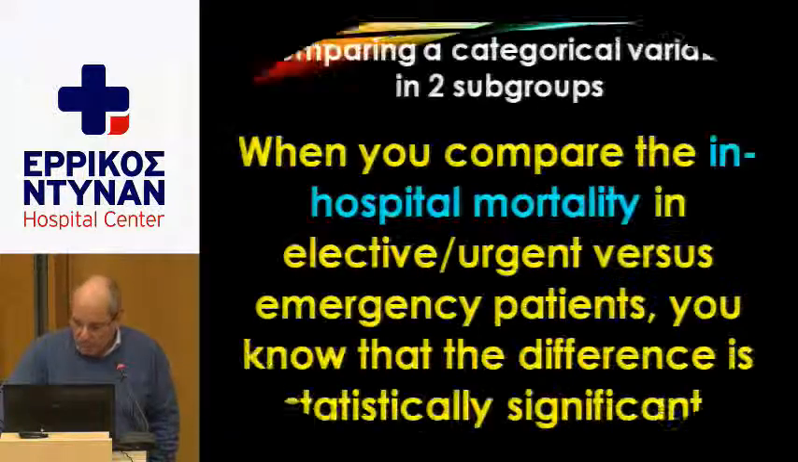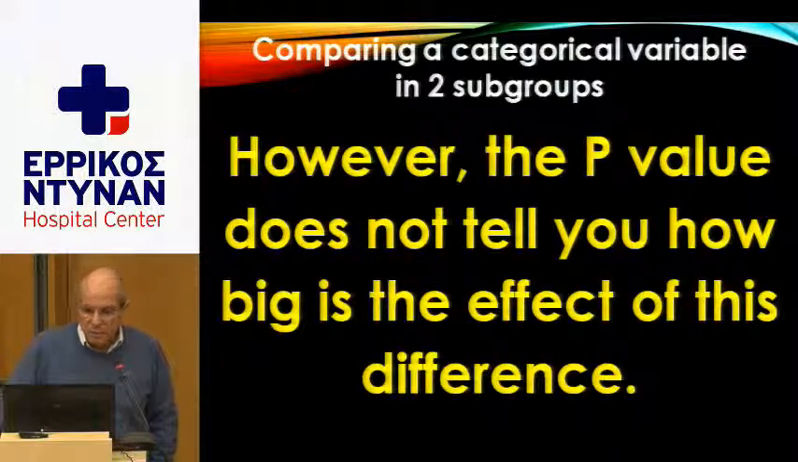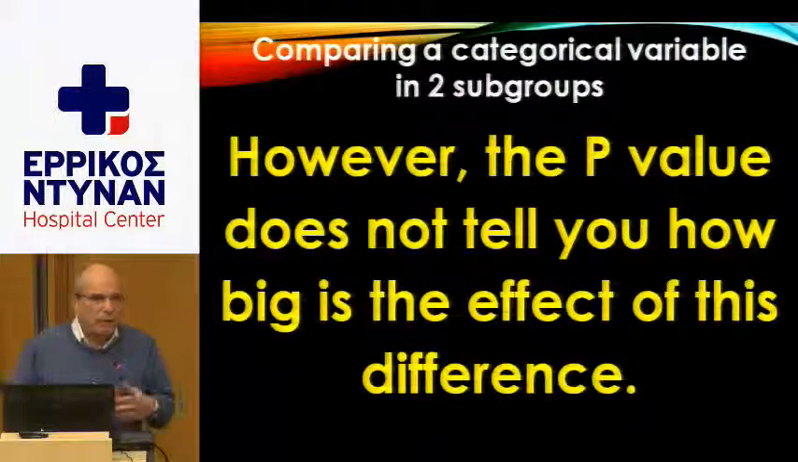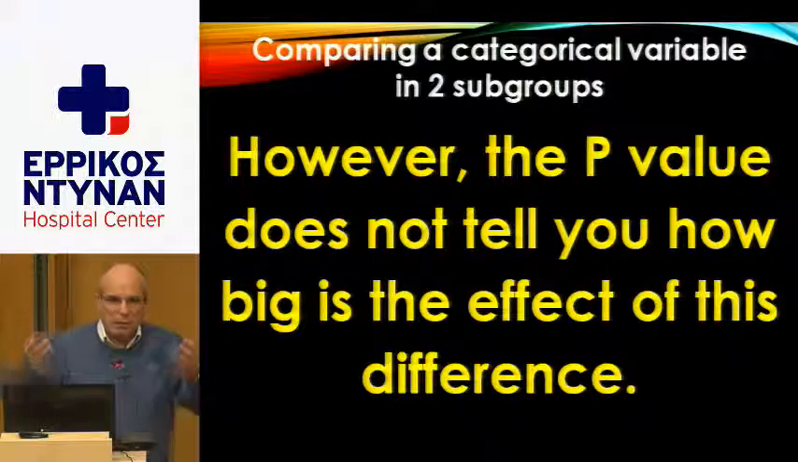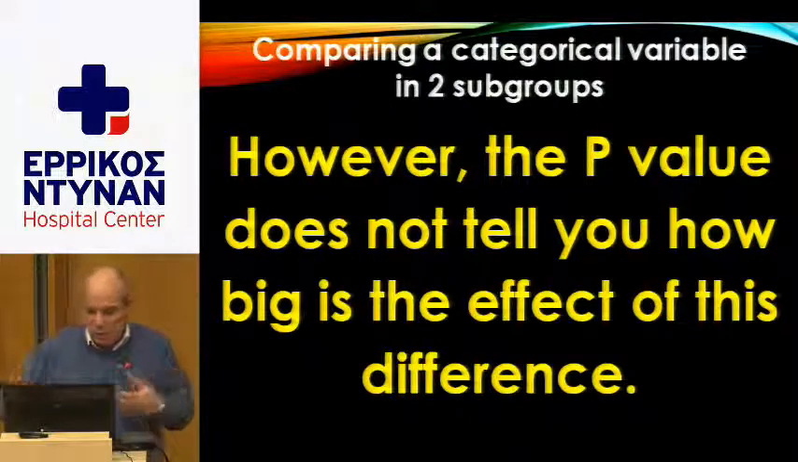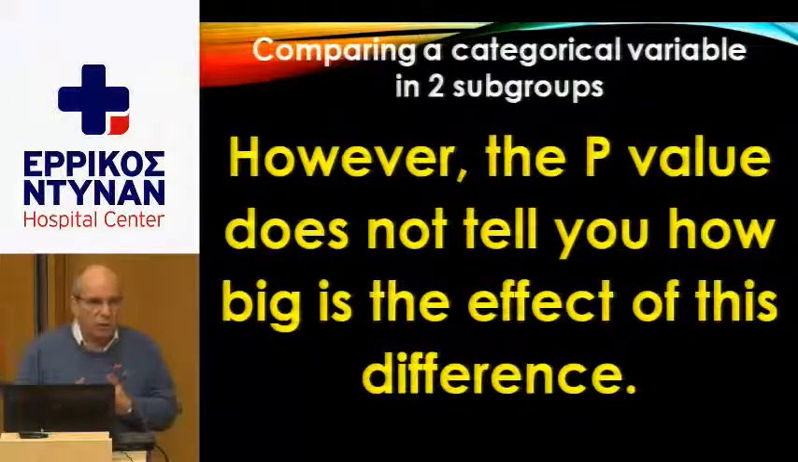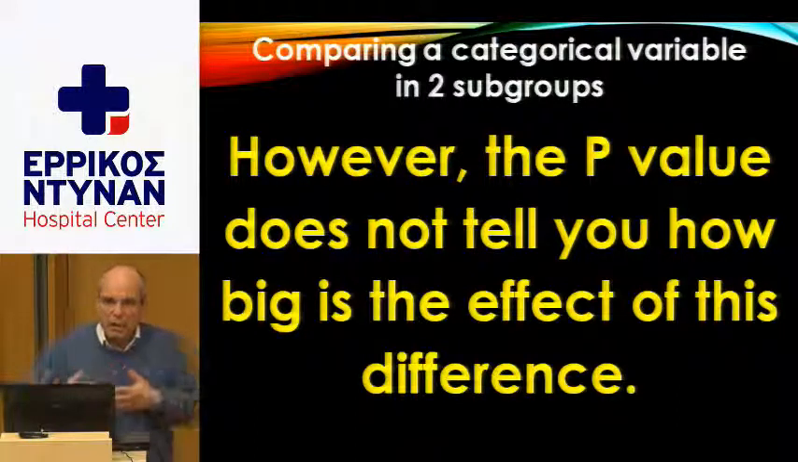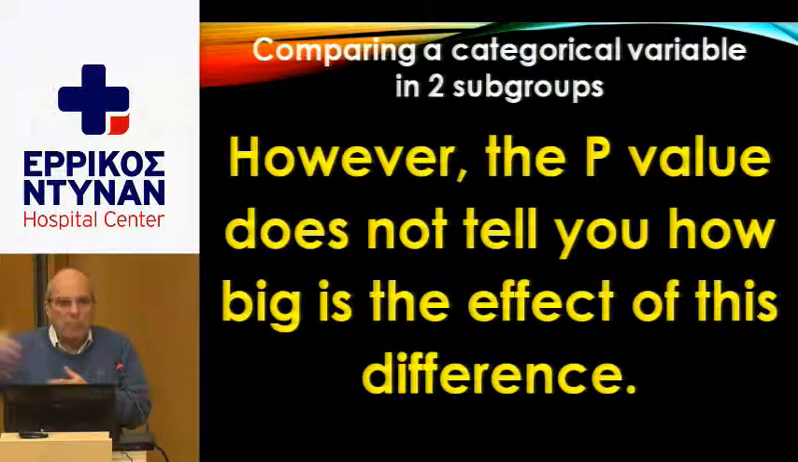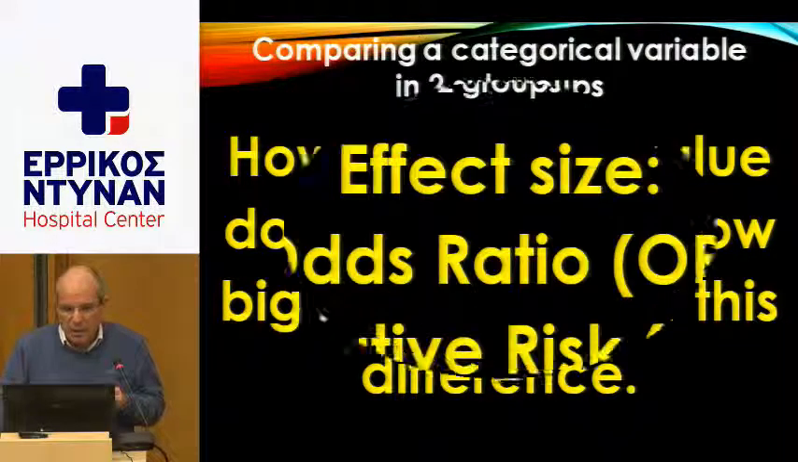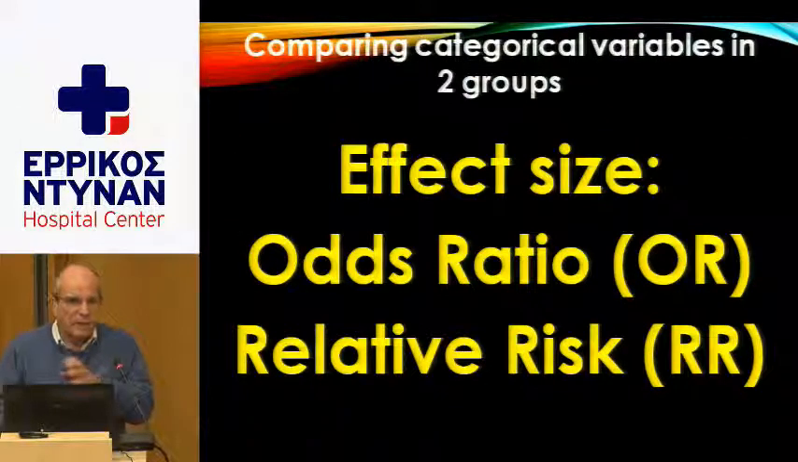However, this means that you know it is statistically significant, but the p-value by itself doesn't tell you more. What does it mean? You know that there is a difference, but how big is the difference? What we call the effect of the difference means that patients are dying in higher quantity if they are emergency. How much is the difference, which is the clinical meaning? And this is the concept of the effect size.